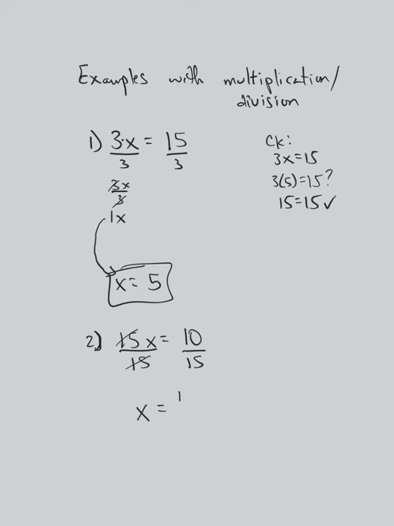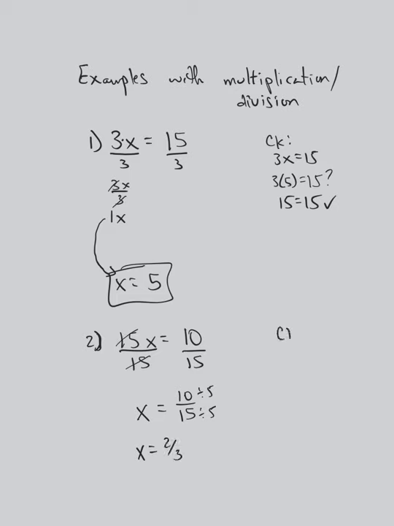And then my answer comes out as 10 over 15. That's not an even division. So the answer is not a whole number, and that is a fraction. Whenever your answer is a fraction, always ask yourself, does it reduce? This does. It reduces by 5. So I divide each one of those by 5, and I get x is equal to 2/3.